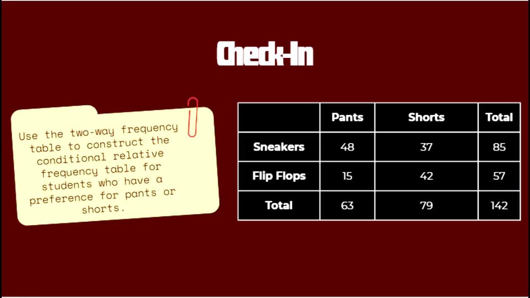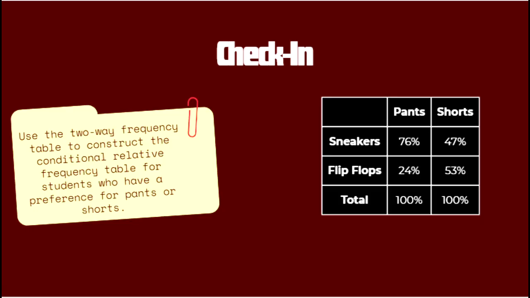Let's see. Here's a check-in. Use the two-way frequency table to construct the conditional relative frequency table for students who have a preference for pants or shorts. Because we know we're dealing with pants and shorts, all of these are not being used. We're using just these. So pause it, figure it out, come back. To solve this, it's going to be 48 divided by 63 for this number, 15 divided by 63, 37 by 79, 42 by 79, and you're going to end up with this.